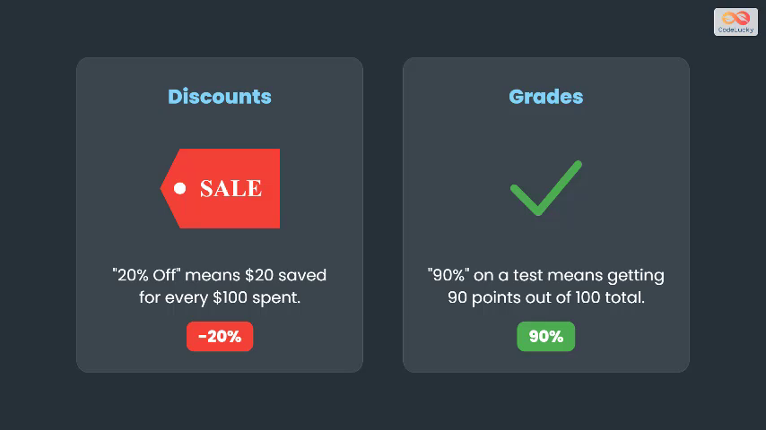In the real world, this helps us understand value. A discount of 20% off means for every $100 the item costs, you save $20. A grade of 90% means you earned 90 points for every 100 points available. It is a standard way to compare different amounts.